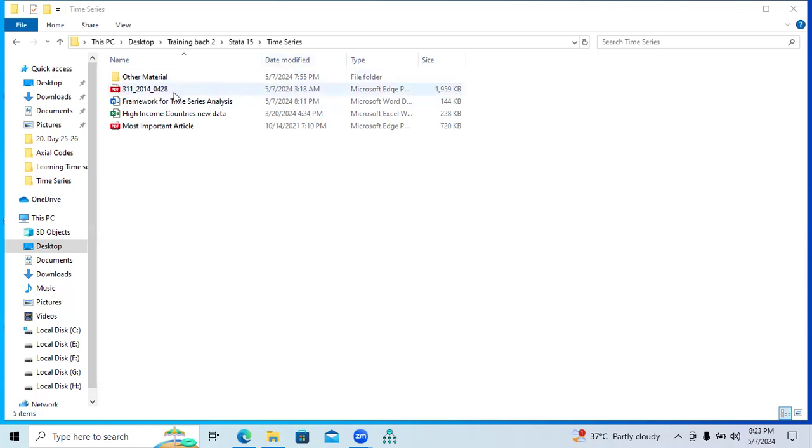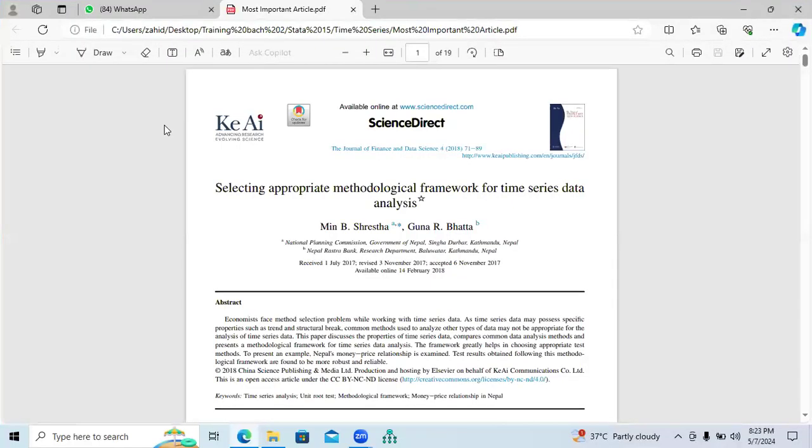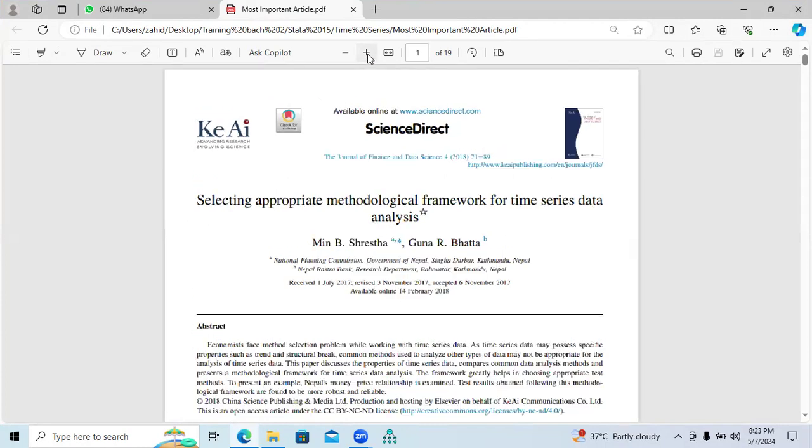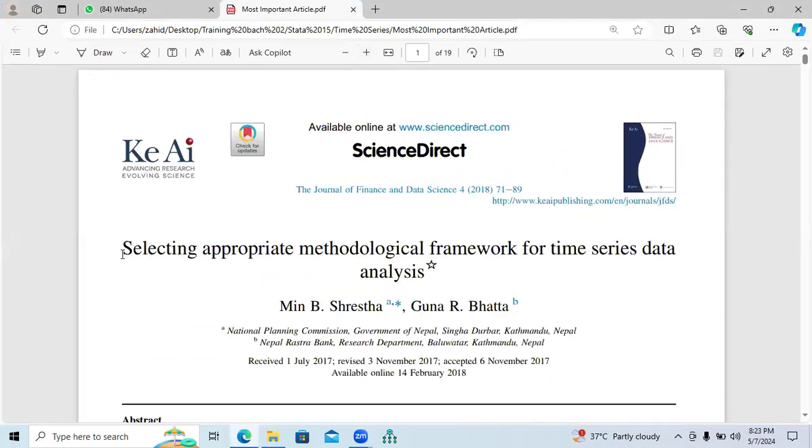First of all, I would like to discuss with you the time series framework. What are the important things that you need to consider before analyzing your time series data? So let us discuss some basic considerations regarding the time series analysis. It is a very good paper, an easy to understand paper. It will let you know the appropriate methodological framework for time series data analysis.